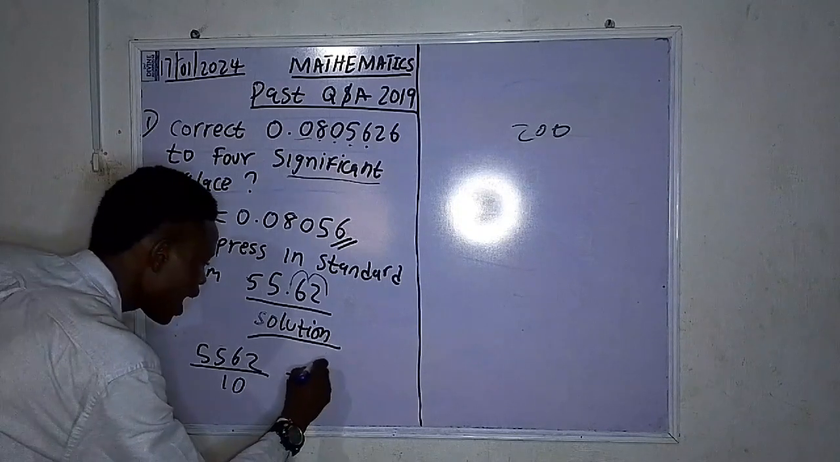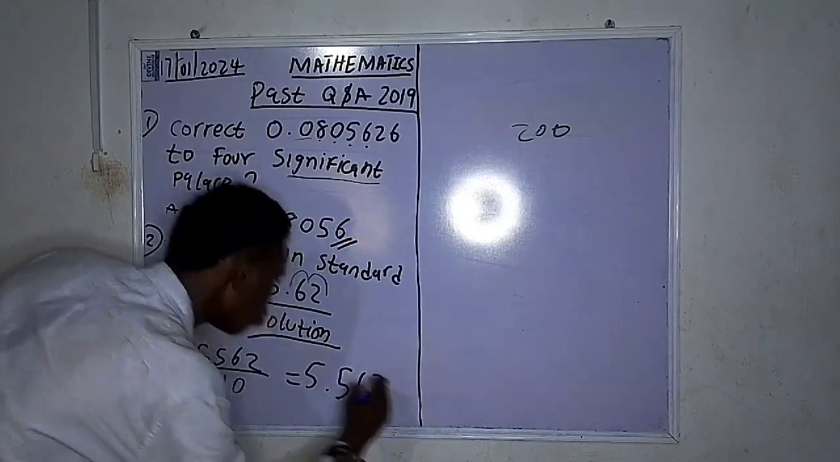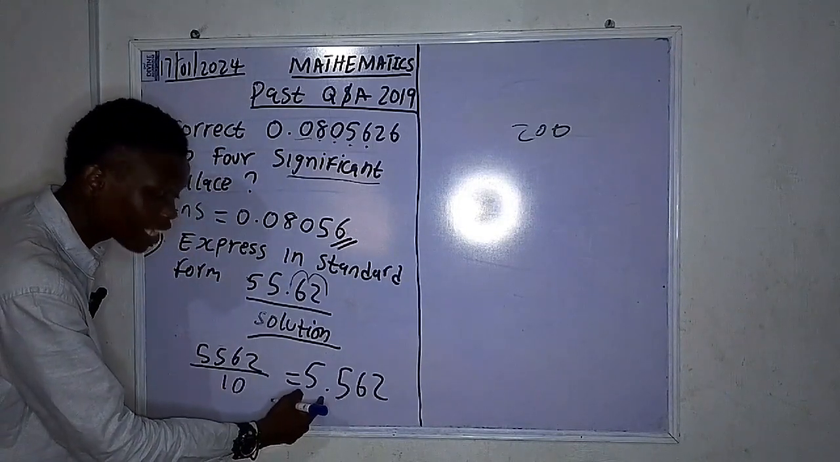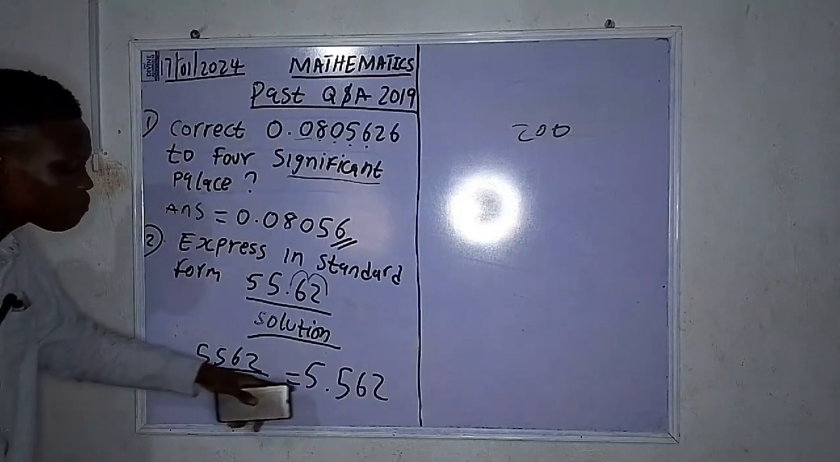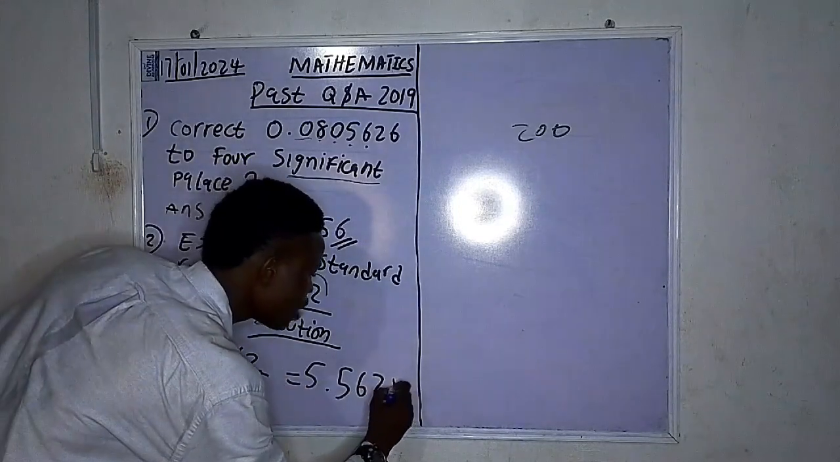Now we can say 5.562. Note that the point now moves to the first number. The point always moves to the first number. When it moves to the first number, now we can say 5.562 times 10 raised to the power of 1.